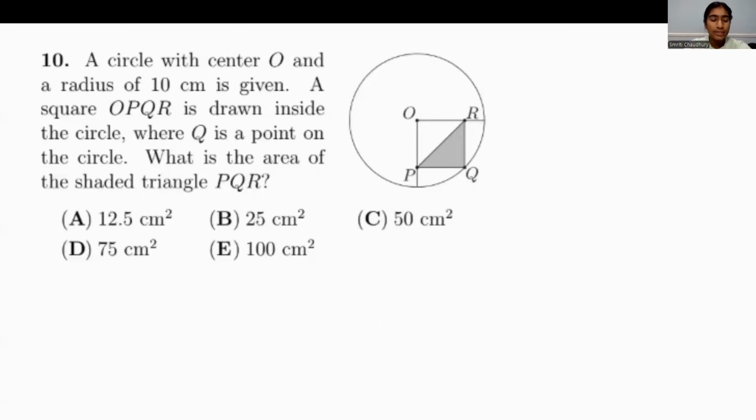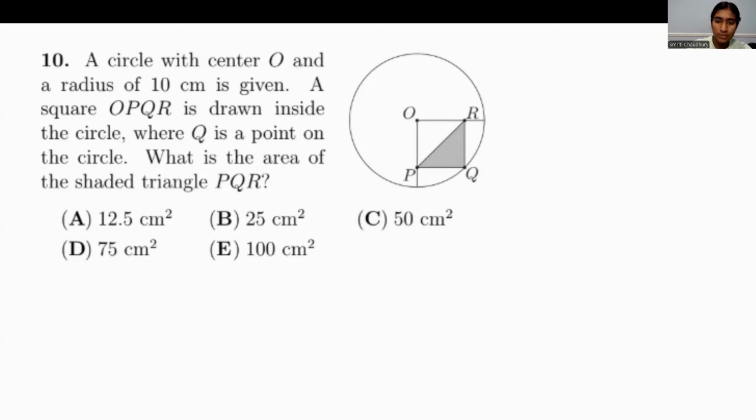Number 10. A circle with center O and a radius of 10 centimeters is given. A square OPQR is drawn inside the circle, where Q is a point on the circle. What is the area of the shaded triangle PQR? So here's our circle, and this is the triangle that we're trying to solve the area for. And we were given that the radius is 10 centimeters.